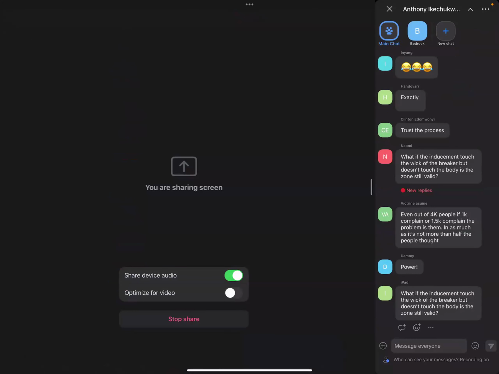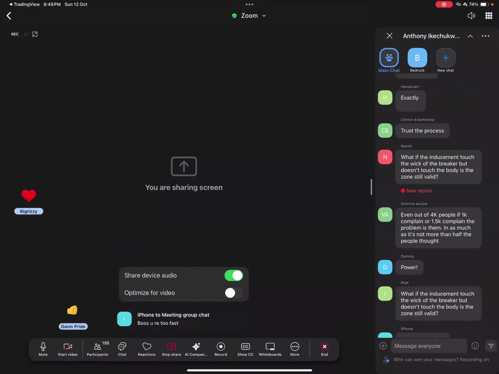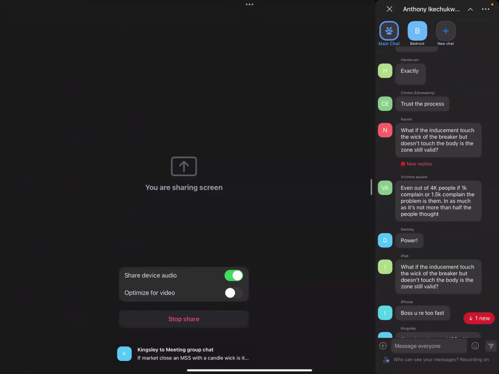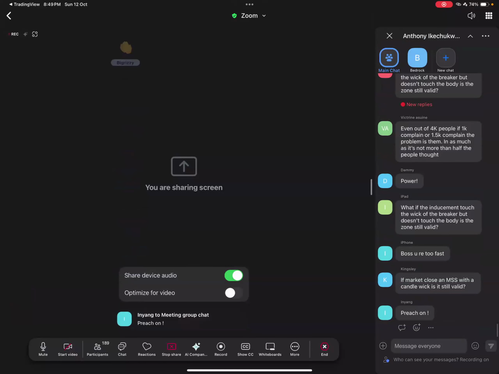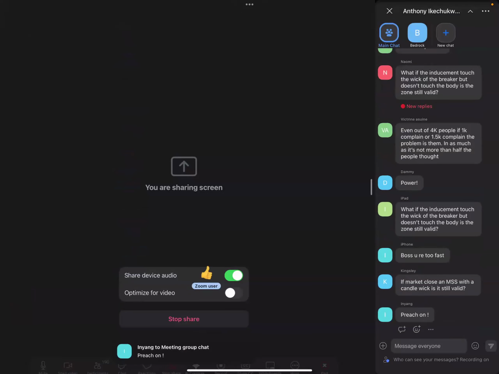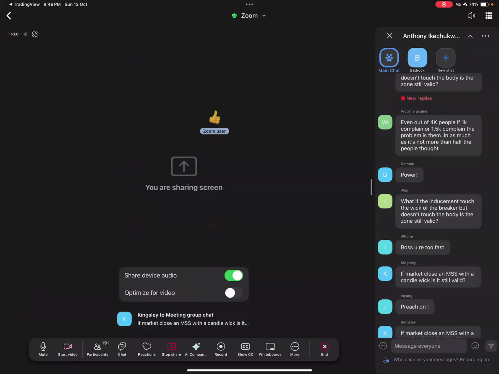Someone is asking me if the inducement touches the wick of the breaker. I mentioned it here now, so that's why I say you should pay attention. I said if the inducement touches the wick of the breaker, it is still unmitigated. For you to mitigate the breaker, it needs to touch the body of the breaker. Do you understand? So, hope I can continue what I was teaching.